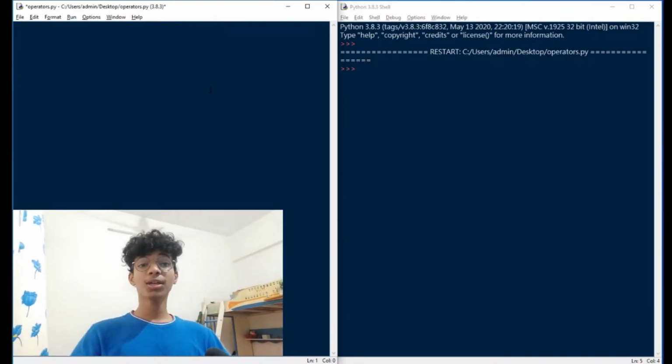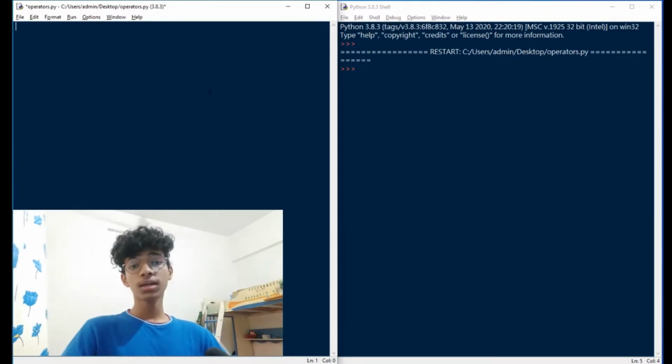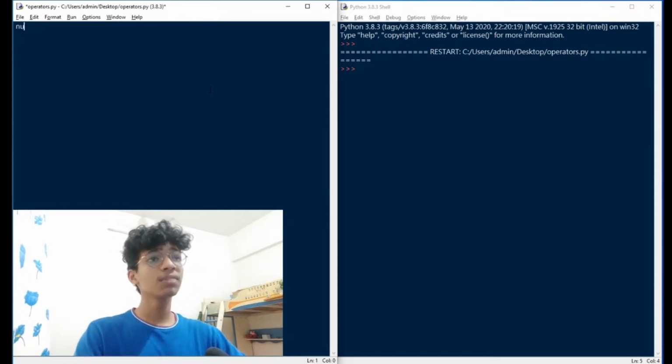Today I'm going to be talking about inputs and operators in Python. So before we get started with the operators, let's first cover the input part of it. So now I want to take two numbers as inputs from the user, and those numbers would be stored in variables. So I'm going to be defining two variables here. The first one is going to be num1 and the second one is going to be num2.